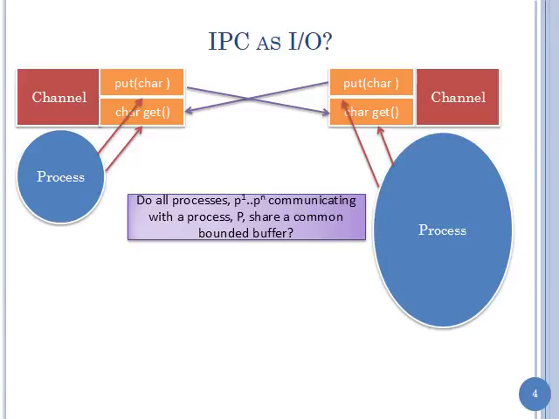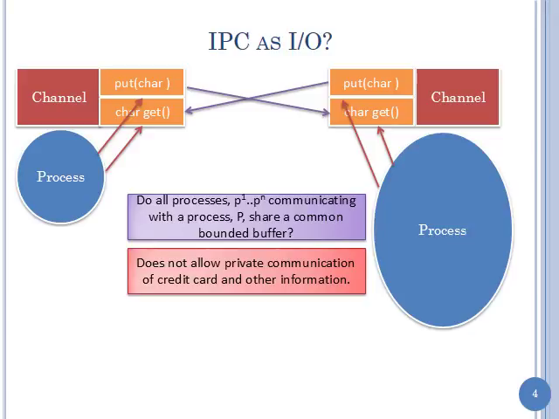Some messages might be meant for you and it's not clear. So you're making a transaction on Amazon as a client, and there's another client, and somebody else gets the result back. You don't want that to happen. It does not allow private information like credit card details, and it just doesn't make sense in many applications. We'll see later abstractions where you do share.